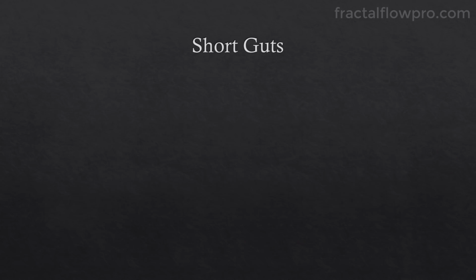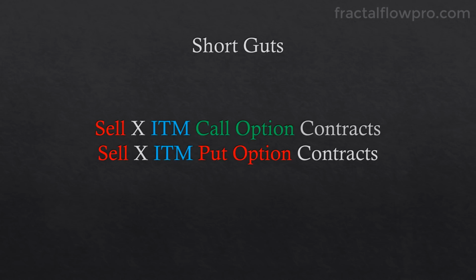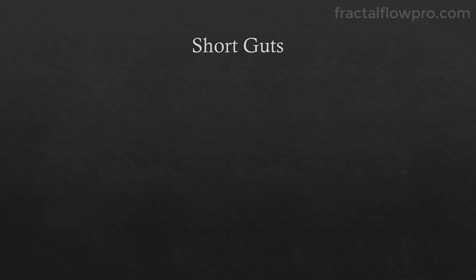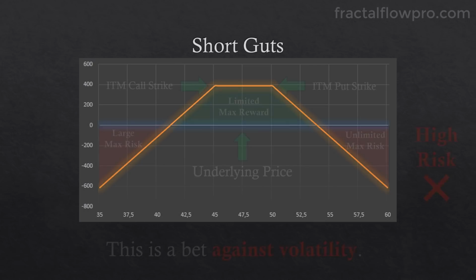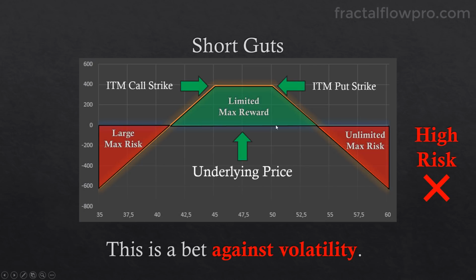The short gut strategy is very similar to the short strangle, but instead of selling out-of-the-money options, the strategy consists in selling X number of in-the-money call option contracts and selling X number of in-the-money put option contracts. In terms of payoff, the short guts works exactly like the short strangle. The maximum profit is determined by the range between the strike prices used to form the strategy. Losses occur when the underlying price goes far away from the strike prices in either direction.